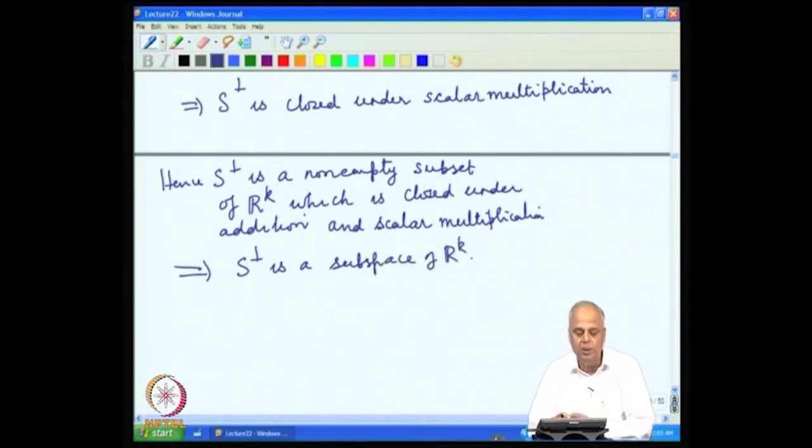So, what we have done is we have started with an arbitrary non-empty subset S, and we have concluded S perp, the collection of all vectors which are perpendicular to all the vectors in S, must be a subspace. Note that we have not assumed that the original set S was a subspace. Irrespective of whether the original set is a subspace or not, S perp will always be a subspace.